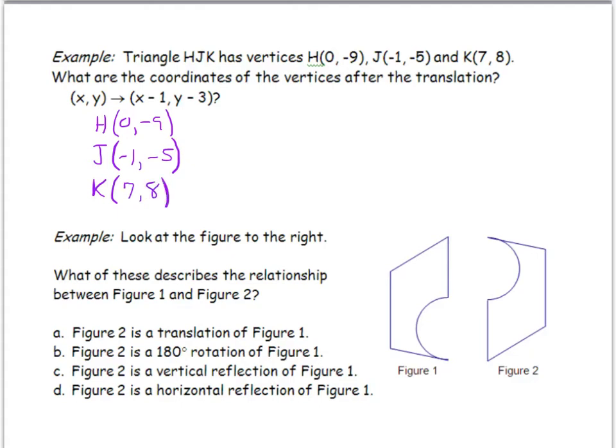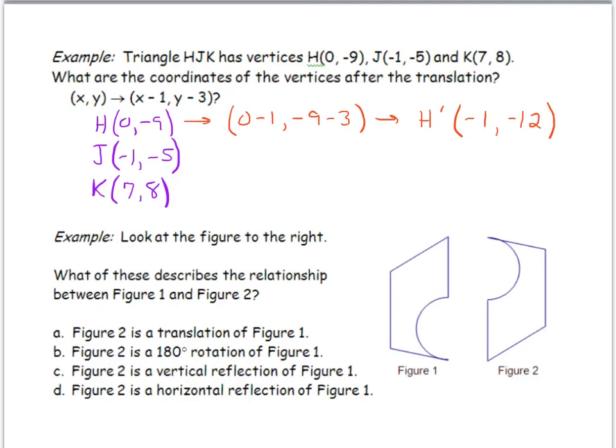Now with this H, we're going to take our x coordinate that we had, and we're going to subtract 1 from it. So we're going to apply the rule. I'm going to take 0 minus 1, and then we're going to do the same thing for the y coordinate, and the y coordinate was -9 minus 3. So with that, we end up getting H prime, which is our new point for H in our image, and we end up getting -1, -12.